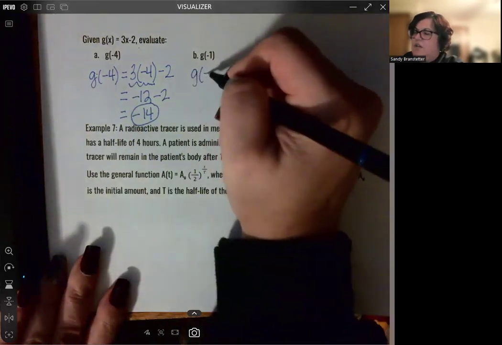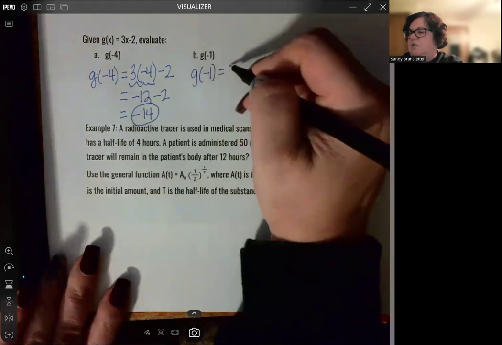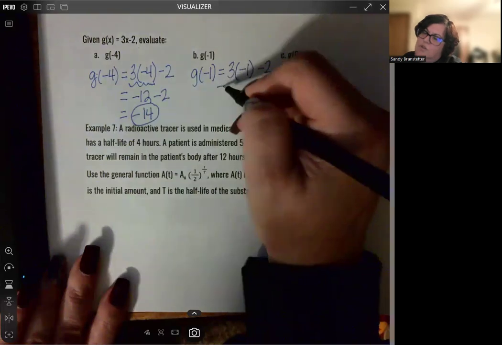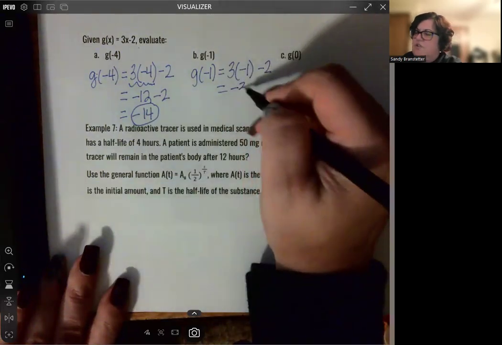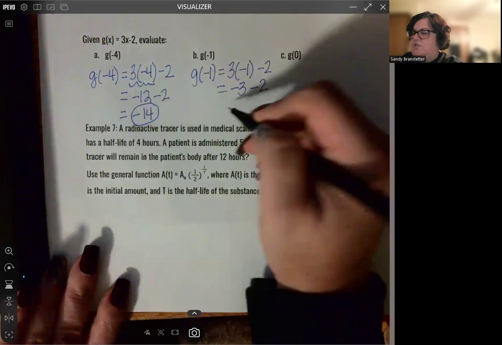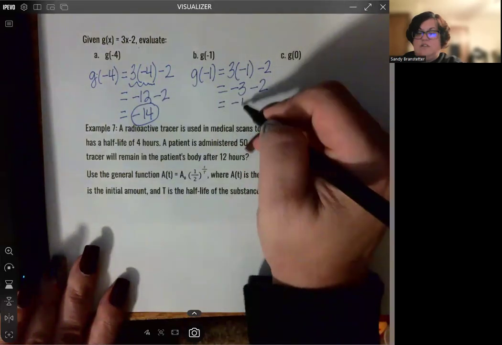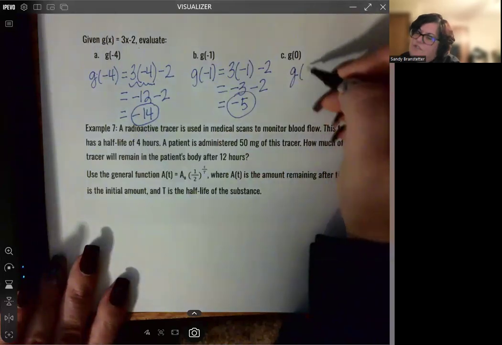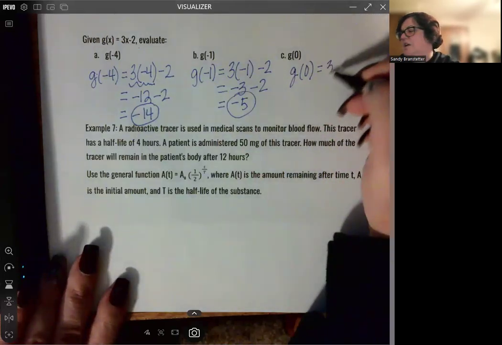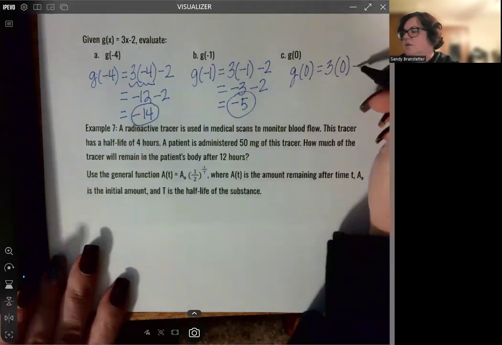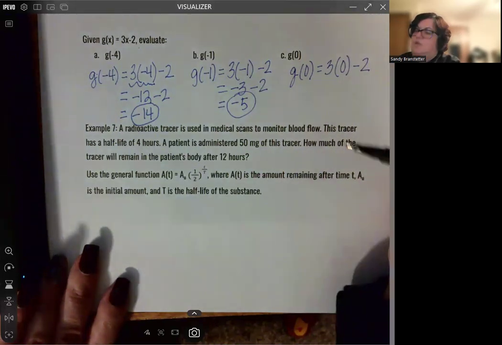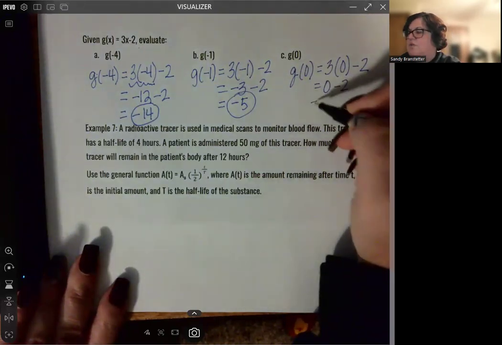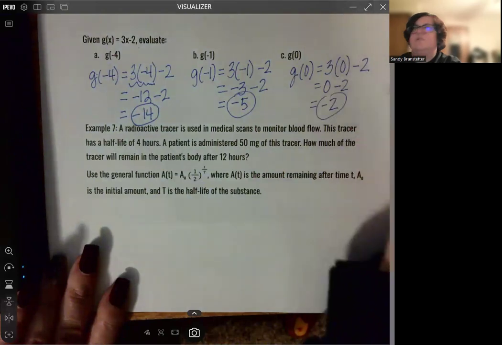G of negative 1 equals 3 times negative 1 minus 2. Do the multiplication first. Negative 3 minus 2, or negative 5 when you simplify. G of 0 then would be 3 times 0 minus 2. 3 times 0 is 0 minus 2, or negative 2 when you simplify.